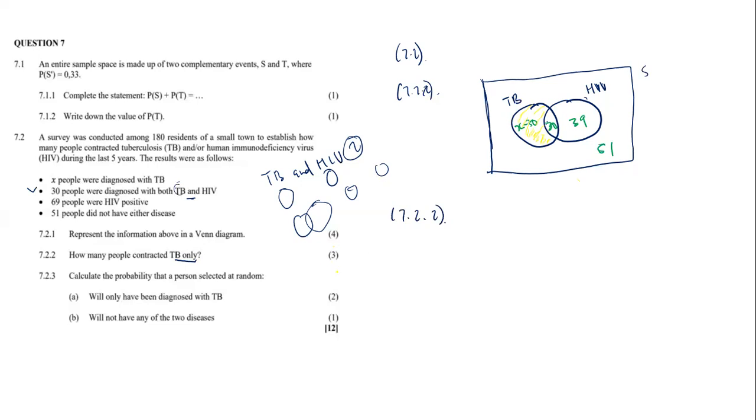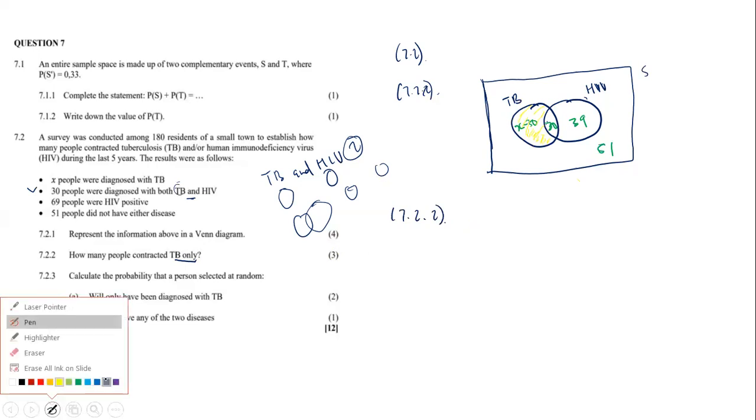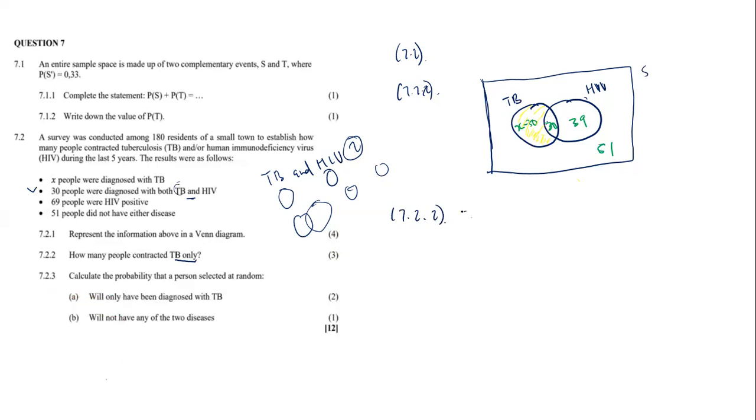So how are we going to do that? This is what we need: TB only. We said it is equal to X minus 30. This is TB only, but they want a numerical value. They don't want the number of people who have TB only in terms of X.